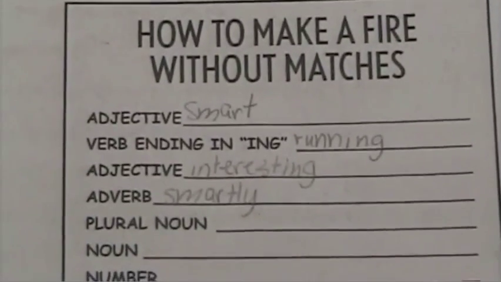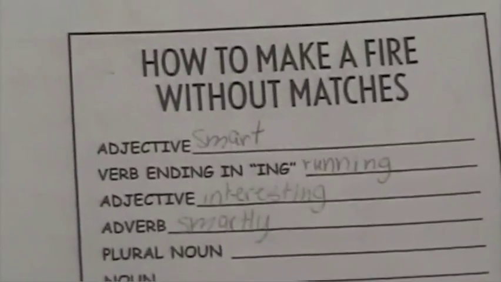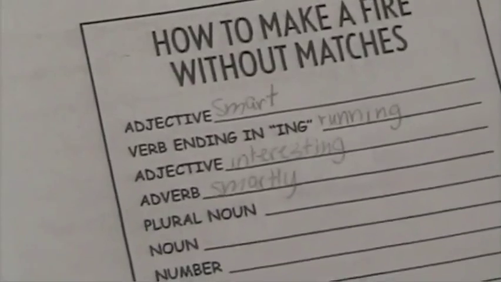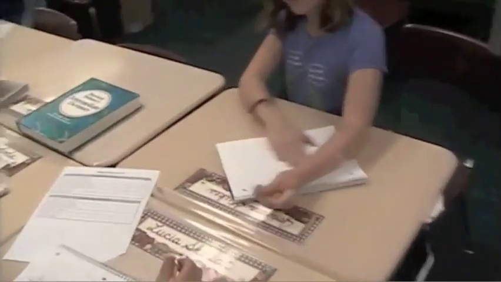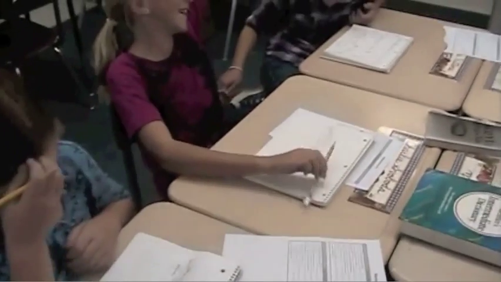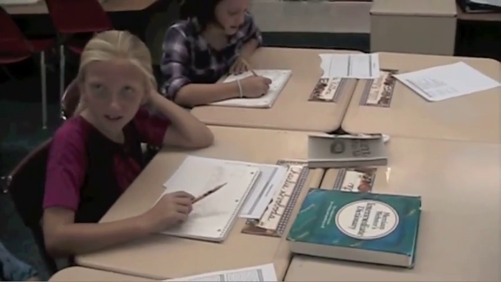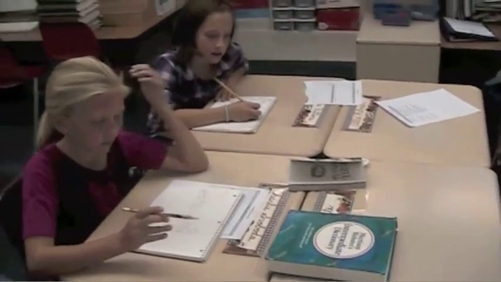Adjective, smart, verb ending in ing, running. Interesting, adjective. And verb smartly. Alright. So now that I noticed that she wrote smartly for an adverb, it might be nice to review adverbs with my class, or at least get an adverbs list for my students so that they have a better selection of words to choose from. Do you feel like you guys are ready to draft the next period you have for Writer's Workshop? Yeah. Okay. Here in Writer's Workshop, students are working as a writing circle, which allows collaboration in the writing process.